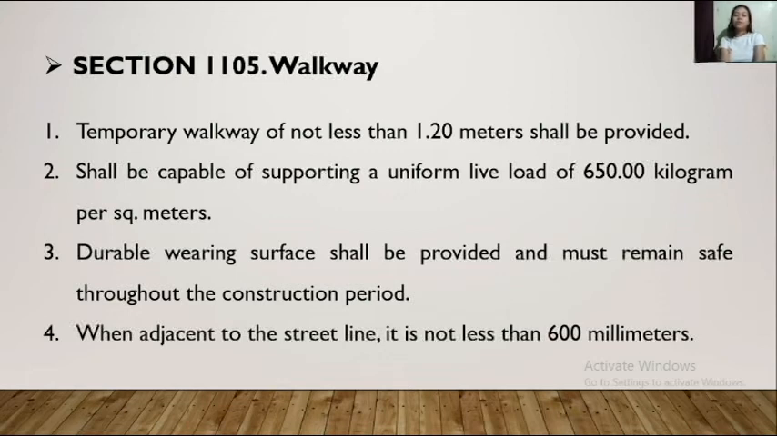A wearing surface shall be provided, and it should be durable enough in order to survive throughout the construction work. Then a temporary walkway adjacent to the street line shall be provided where the street has no sidewalk but not less than 600 millimeters wide, and where the right of way is 5 meters or less, then no temporary walkway shall be allowed.